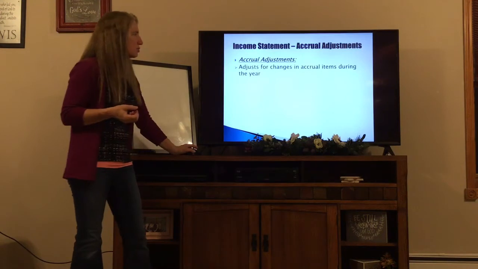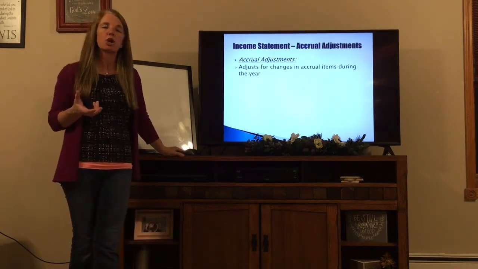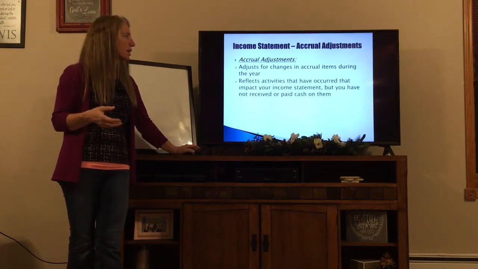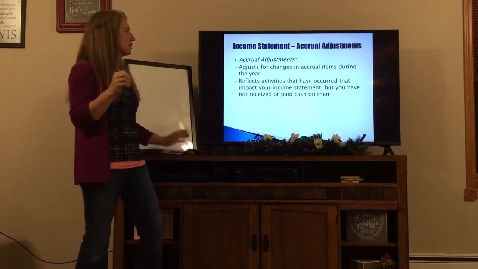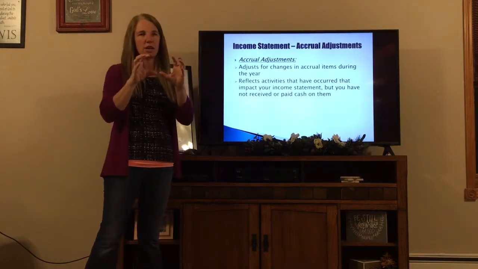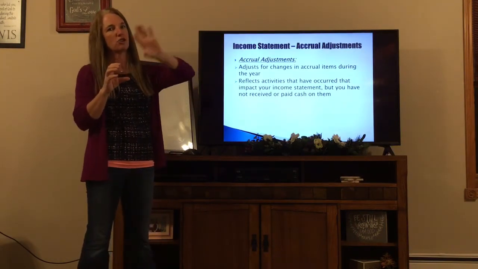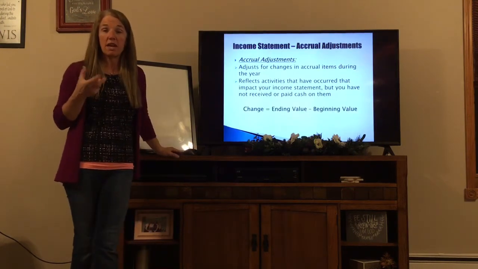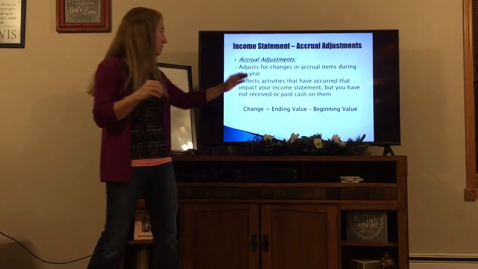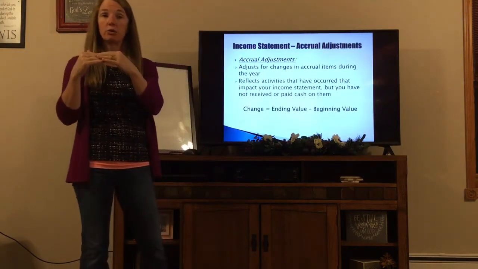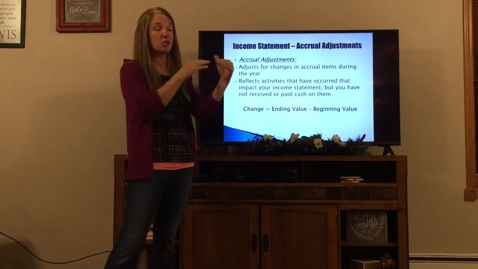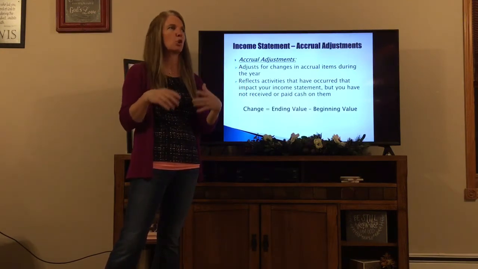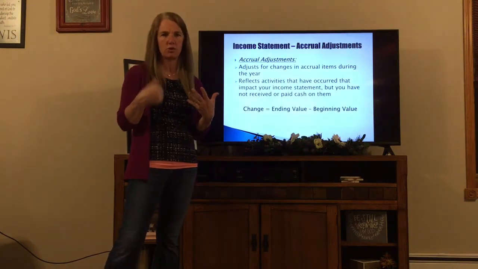So accrual adjustments are simply adjusting for accrual type of items that have happened during the course of the year, okay? So it reflects those activities that have occurred that might impact your income statement, but you haven't actually paid the cash or received the cash yet, okay? So the way that we make an accrual adjustment on your income statement, we simply take the ending value of that particular item minus where it started at the beginning of the year, and we see how it changed.